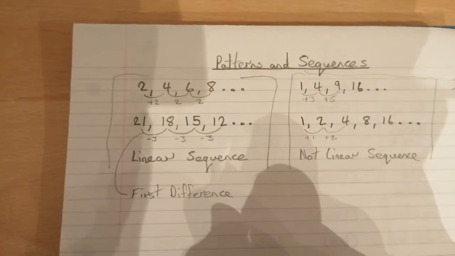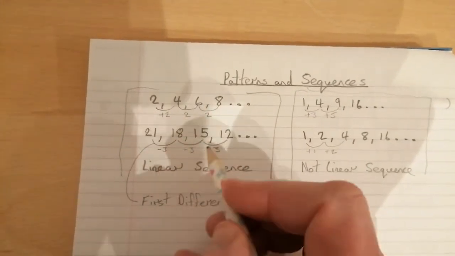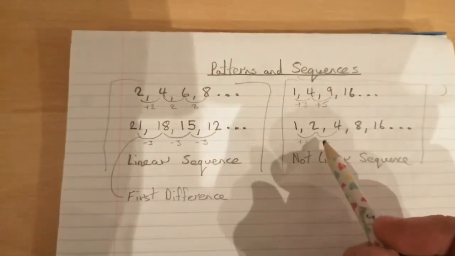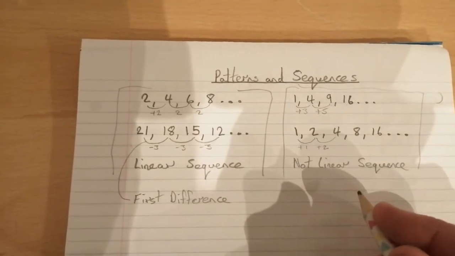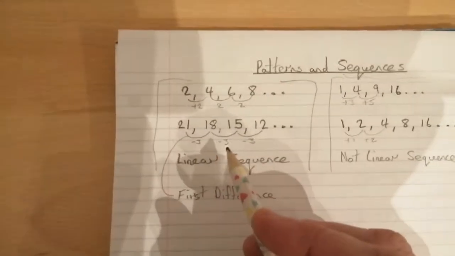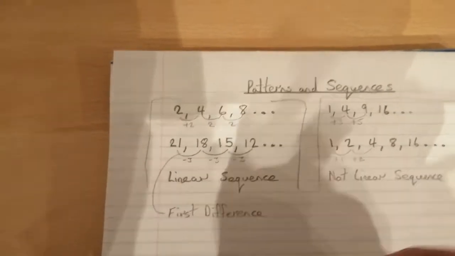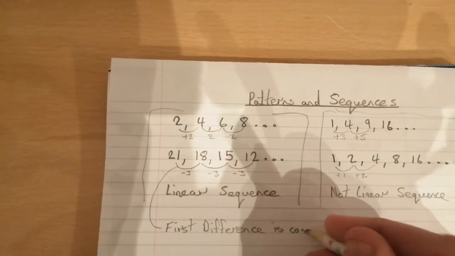So in a question, if you were asked, is this a linear sequence or not? You could do your test, and I would show these numbers in exactly this way. And there, your answer would be, in this case, not linear because the first difference is not constant. In this case, it is linear because the first difference is constant.